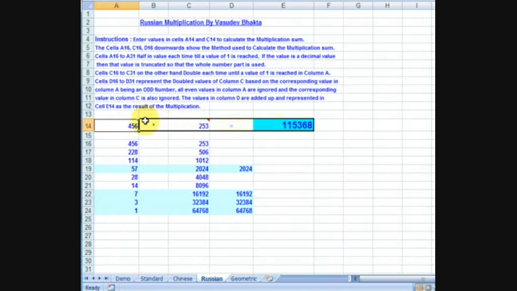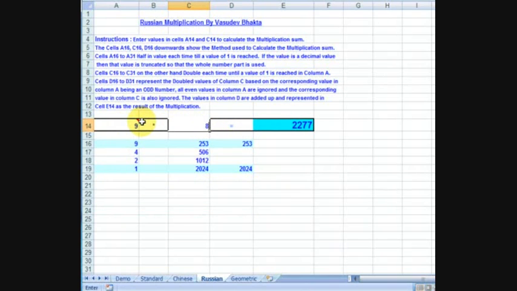Let me take you through a simple example. Just enter values here: 9 multiplied by 8. What we have here on the left hand side is 9 as our starting point value, which is your left value there.